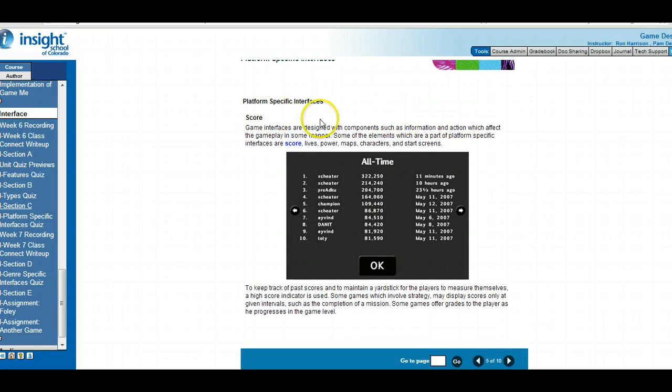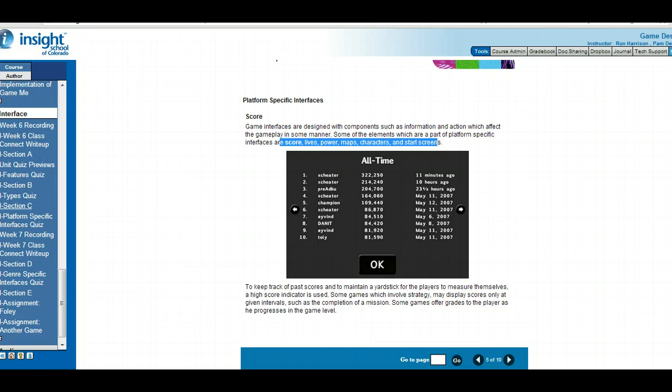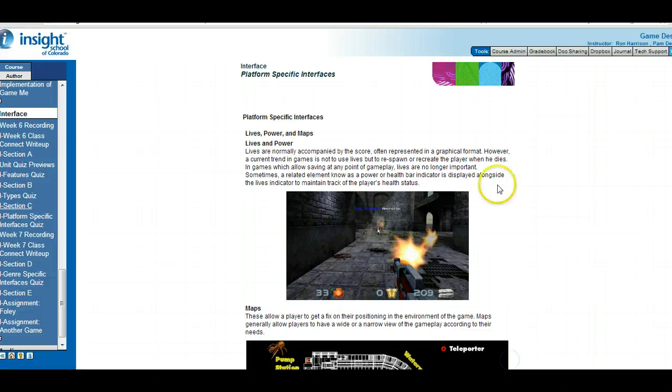The score, that's part of the interface. So some game interfaces provide you a lot of information on how to play the game, but they give you the scores, the lives, the power, the characters, all types of things. So that's all part of the interface. And keeping track of all-time scores is important because a lot of people like to beat old scores.